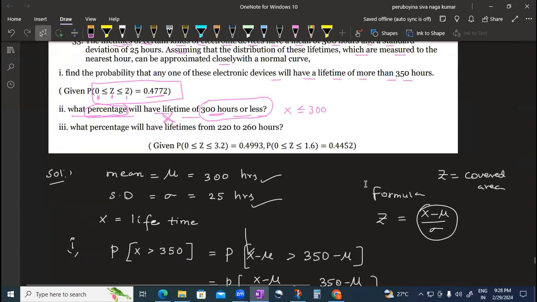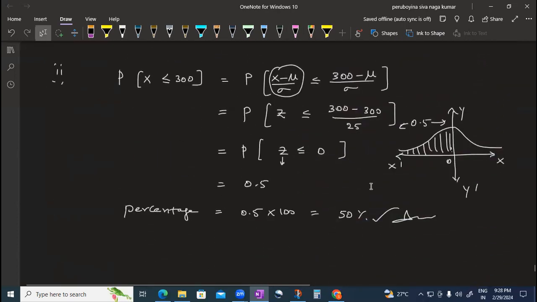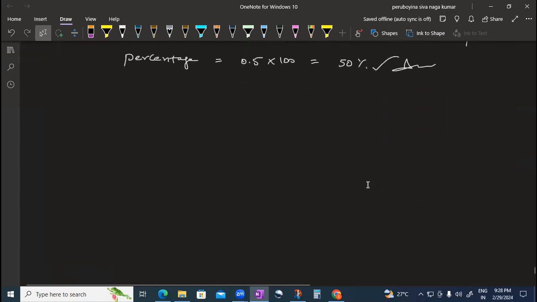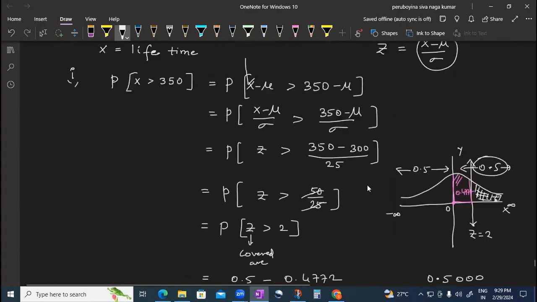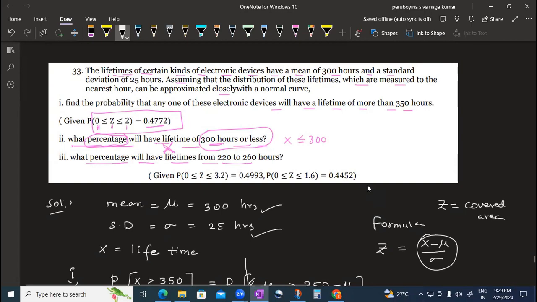Third question: what percentage? Again, he is asking for a percentage. What percentage will have a lifetime from 220 to 260 hours? Third one, lifetime means X. It lies between 220 to 260 hours.